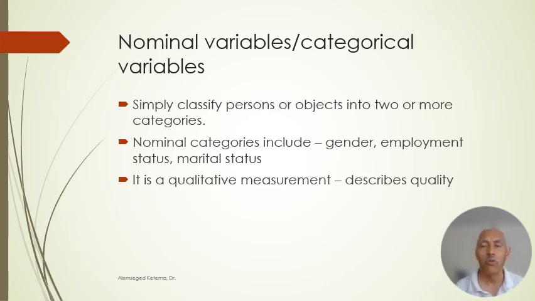Nominal categories include gender, employment status, marital status. Mostly, these will be the ones that you'd have in your demographic data. Okay, so those in your demographic section will be nominal variables. If you use those to do some kind of analysis, then you'll be analyzing nominal variables.